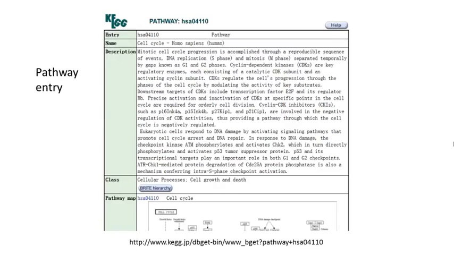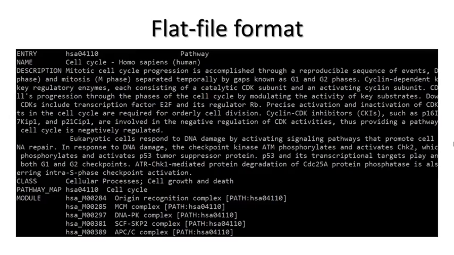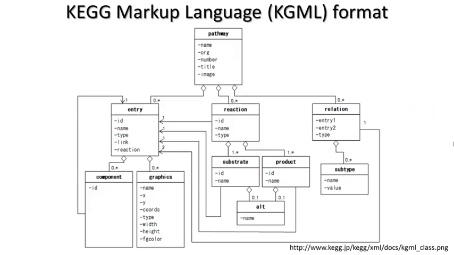This is a pathway entry page that you see on the web. The pathway entry is stored in two formats. The first is a simple flat file format, very similar to what you see on the web. The second, more informative format is the KEGG markup language or KGML format.